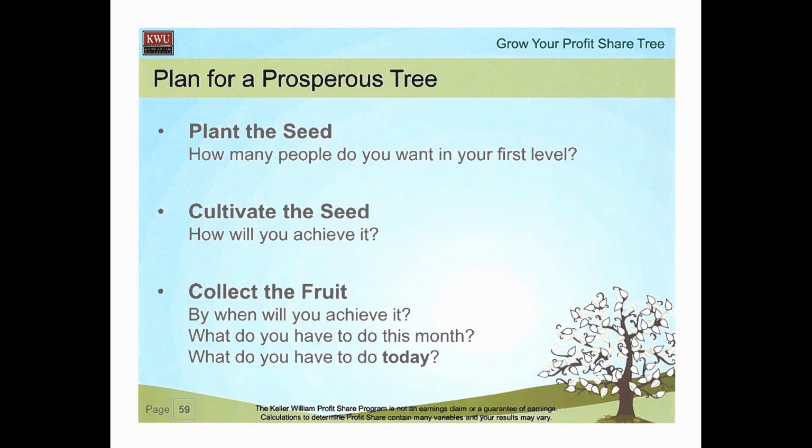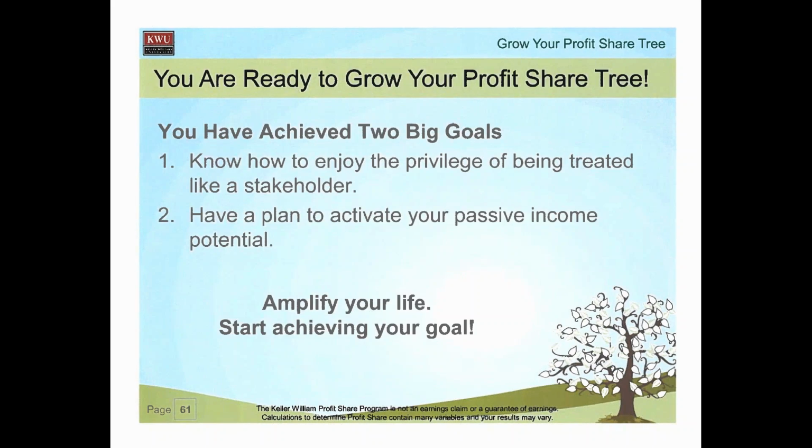So plant the seed, cultivate the seed, and collect the fruit. So you have two big goals. Enjoy the privilege of being treated like a stakeholder, and have a plan to activate your passive income potential. So again, it's really important to have this as part of your business plan in addition to selling houses and working with buyers. So anybody have any questions?